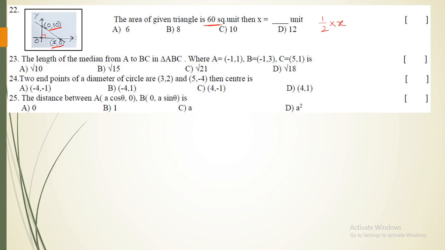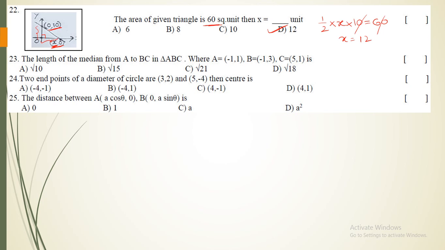So here base is nothing but this distance. So this distance is given as x, the x coordinate is x. So half into x into y coordinate is nothing but 10, so this height is 10. So half into x into 10 is equal to 60, he has given. So in 10 table this goes 6 times. So on doing cross multiplication, x is equal to 12.